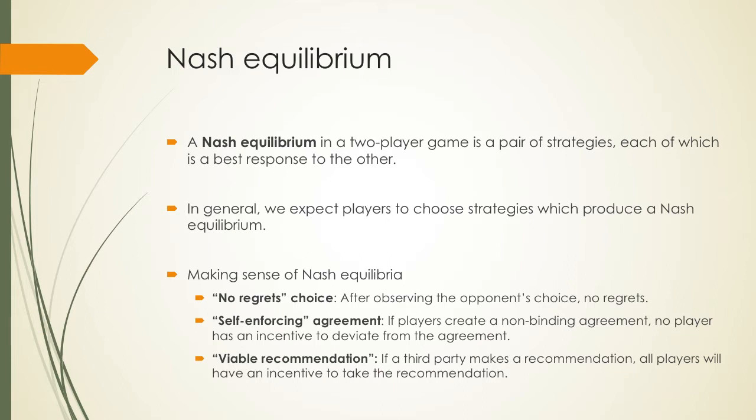Finally, a Nash equilibrium makes a viable third-party recommendation, in the sense that all players have an incentive to take such a recommendation. Looking at these descriptions, we can see that Nash equilibria are likely to describe how decisions are actually made, and that it's useful to construct sustainability solutions that correspond to Nash equilibria.